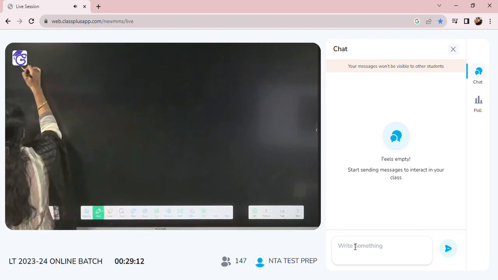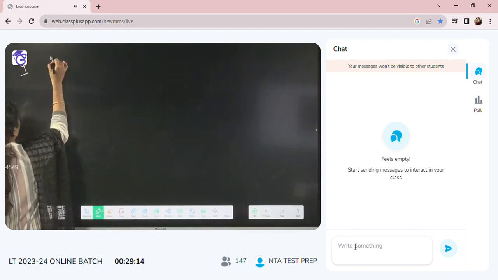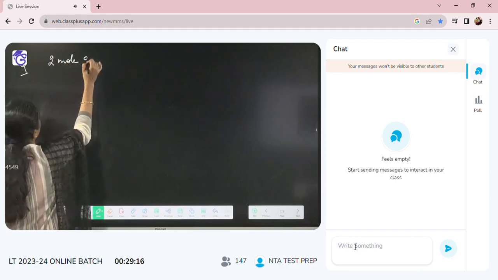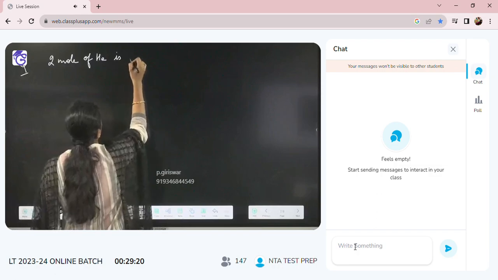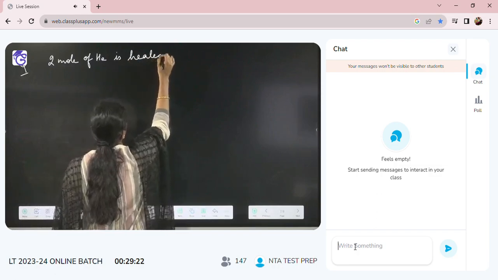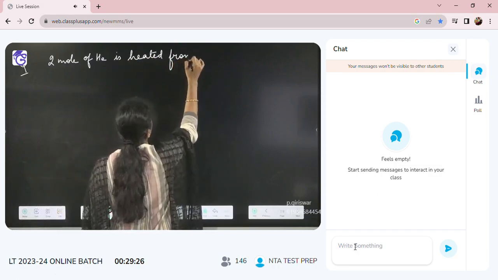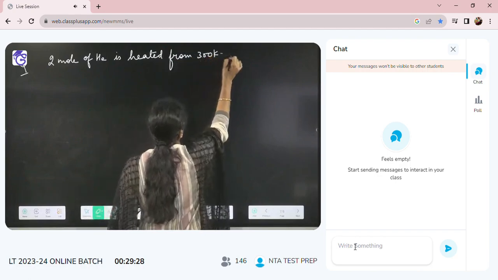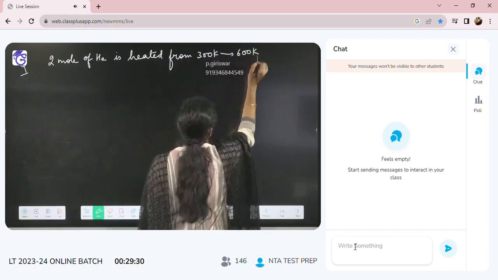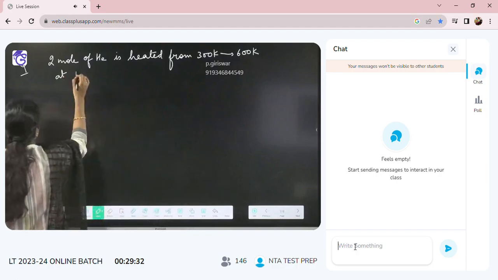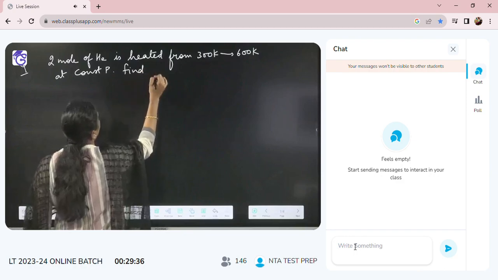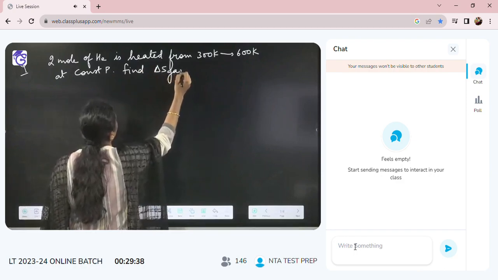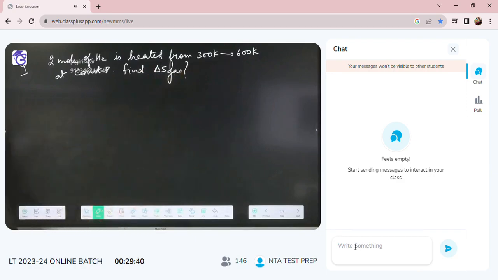I'm giving you a question. Give it a try. 2 moles of helium is heated from 300 Kelvin to 600 Kelvin at constant pressure. Find delta S for the gas. Identify, find the answer.